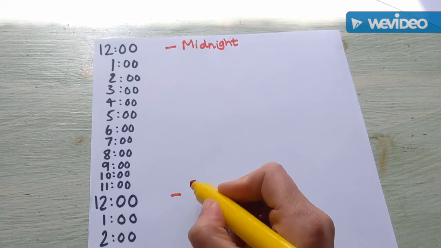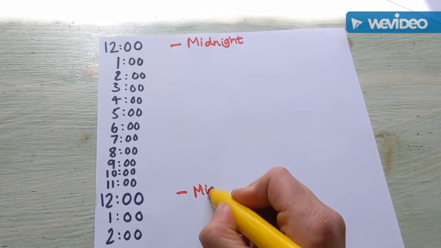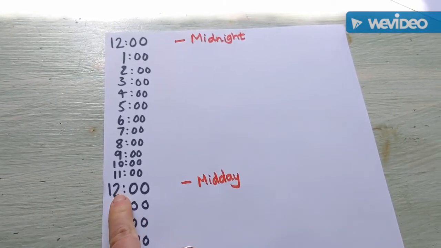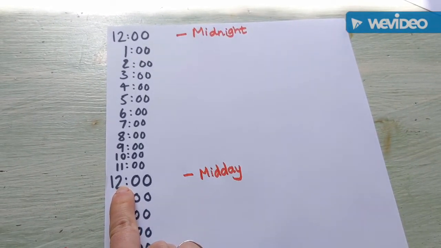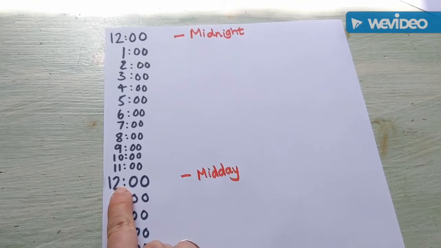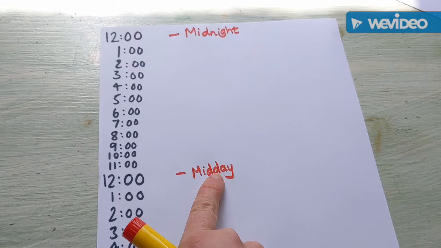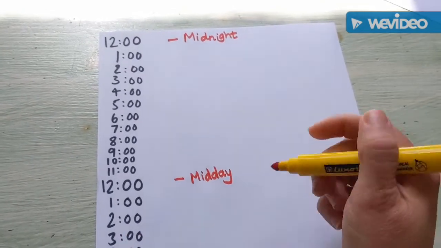Again, as the name suggests, midday is in the middle of the day. This is a time that you'd normally be having lunch. Certainly at school you'd normally be having lunch. It's halfway through the day. And there are two names for midday. You can call it midday, or you can call it noon.